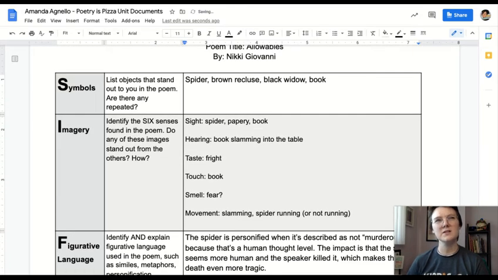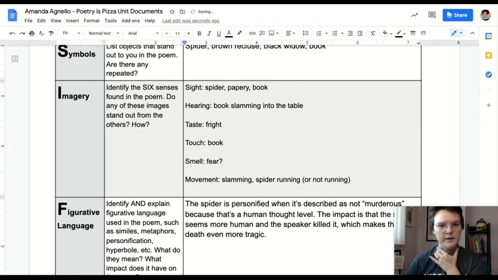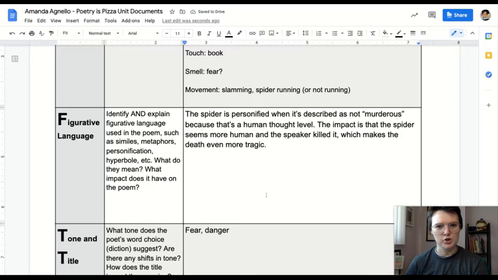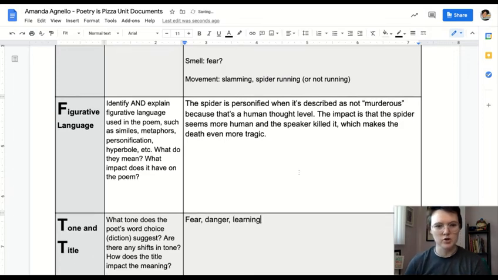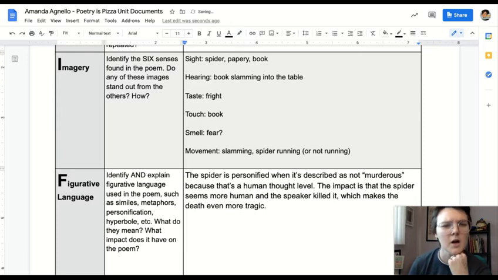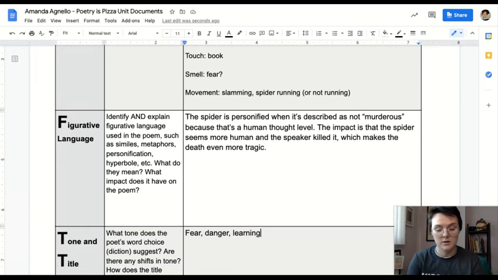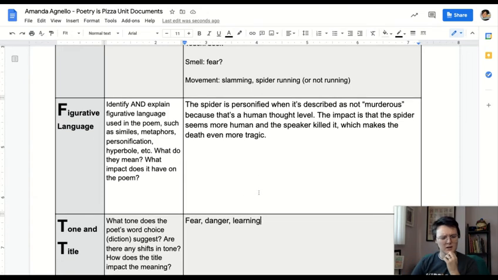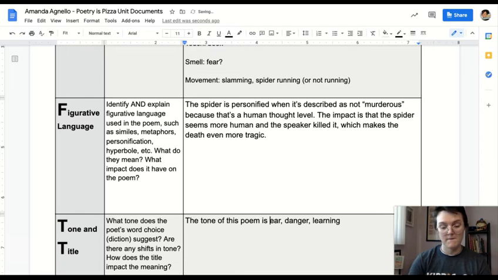Book. That's learning, right? Books make me think about learning. Spider, papery book. Paper makes me think of learning too. Okay, let's go with fear, danger, learning. Maybe I don't know if learning seems to fit there. Book slamming into the table. That's definitely giving me a fear. Fright, book, fear, slamming, spider, running. Oh, running. So I've definitely got fear and danger in there, and maybe there's some learning. So I jotted those down. Those are kind of my notes. So I'm going to turn those into a sentence. The tone of this poem is fear, danger, and learning.